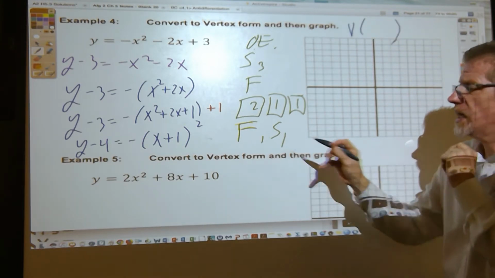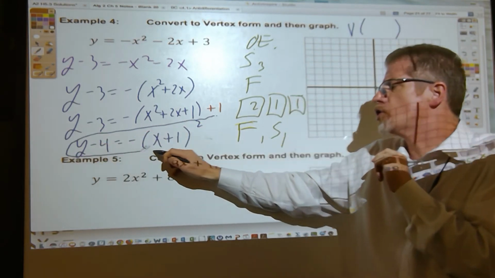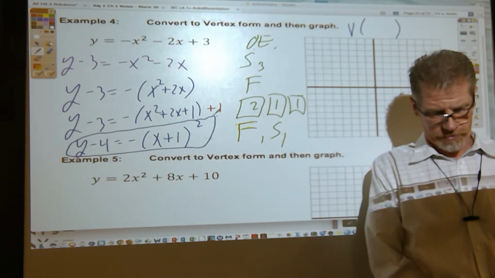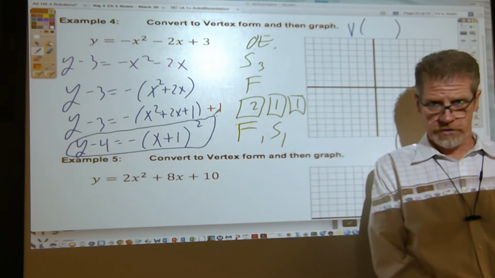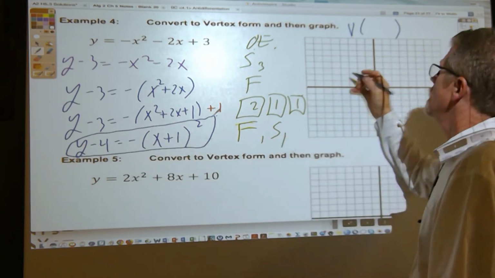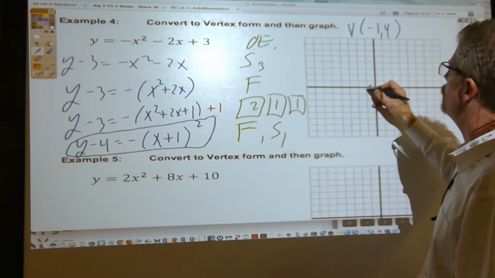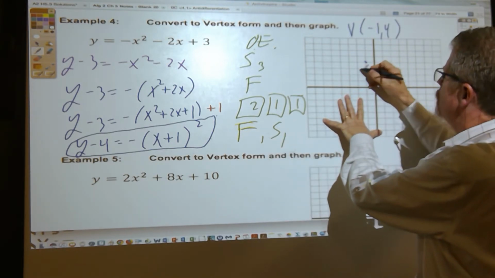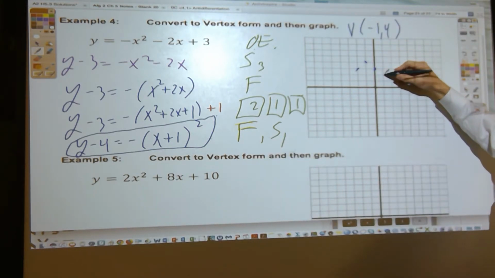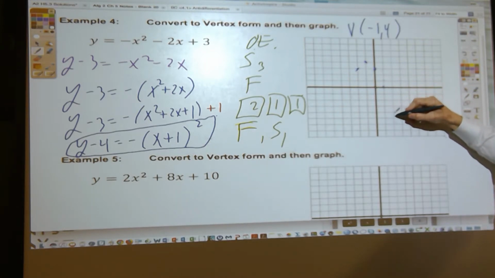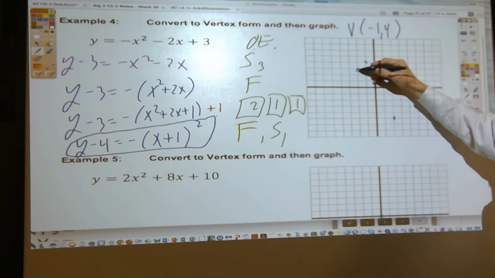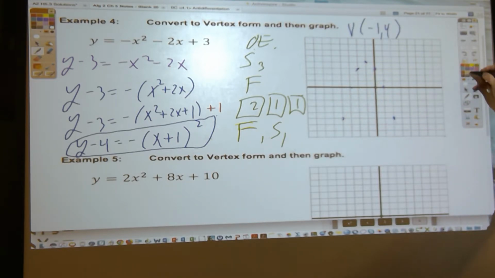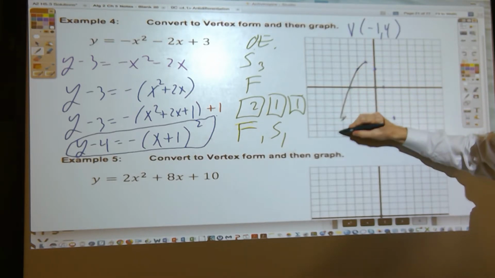What are the coordinates of the vertex of the graph of this equation? If you said -1, 4, that's correct. So -1, 4, 1, 2, 3, 4. And because a is -1, it opens down. Over 1, down 1. Over 2, down 2, 3, 4, 5, 6, 7, 8, 9. Over 3, down 9. We got it. So that's the hard part.